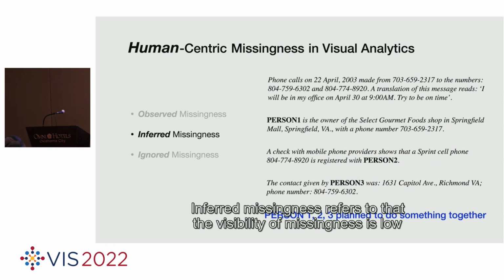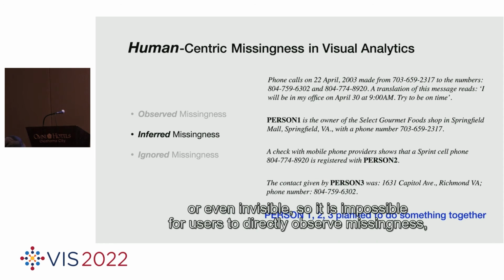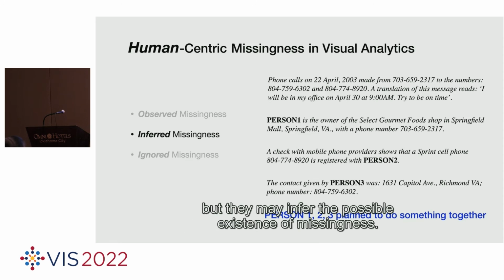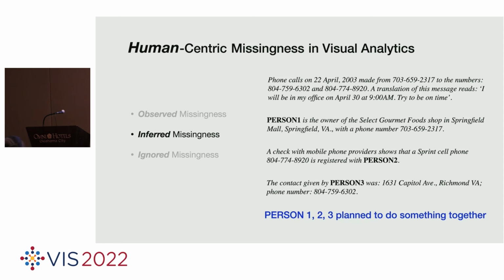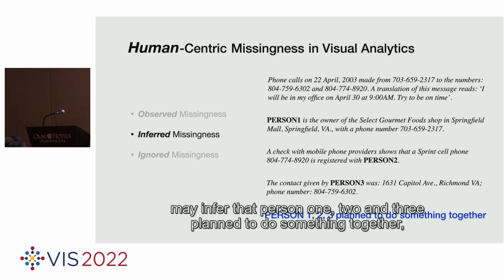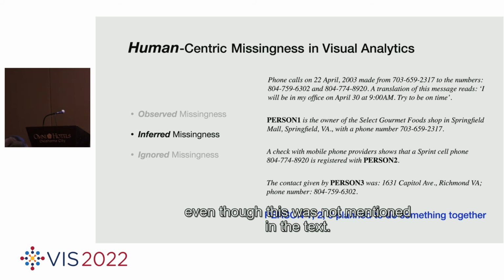Inferred missingness refers to that the visibility of missingness is low or even invisible, so it's impossible for a user to directly observe missingness, but they may infer the possible existence of missingness. For example, reading the given text, one may infer that person 1, 2, and 3 plan to do something together, even though this was not mentioned in the text.